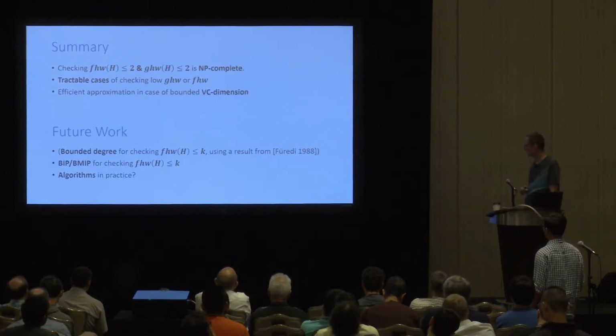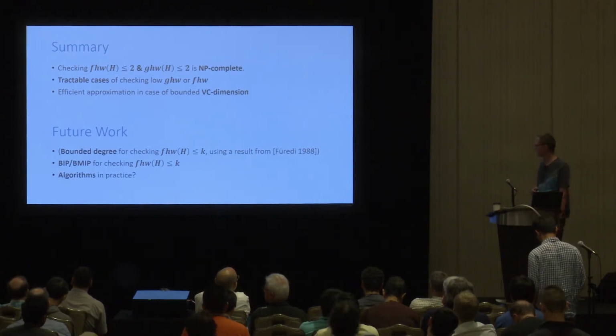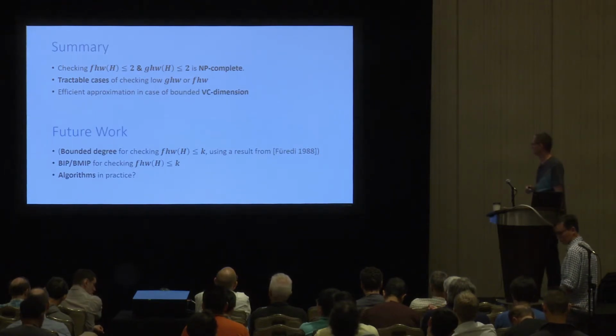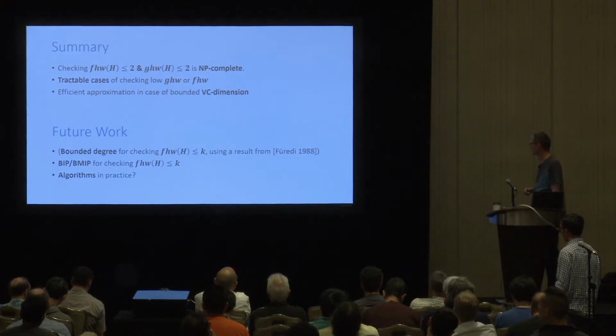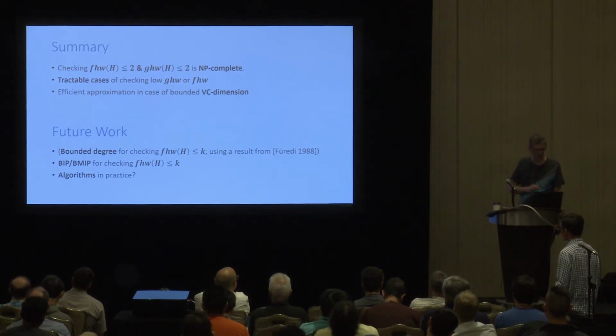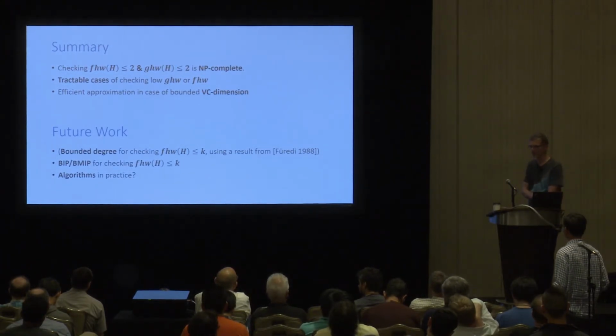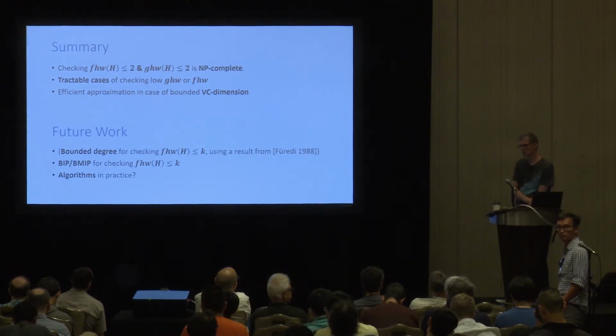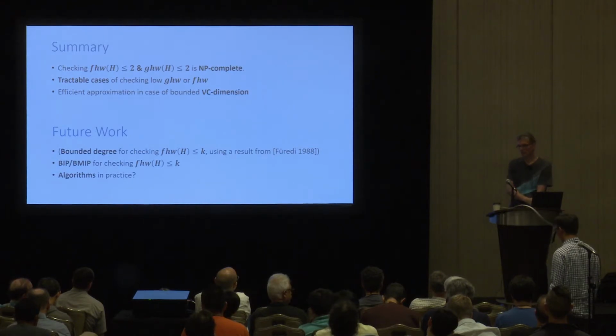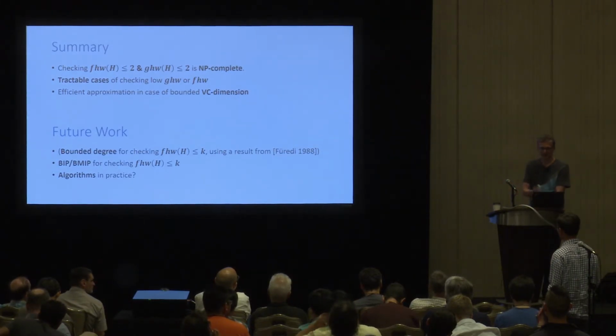So actually, with bounded degree, we have meanwhile managed to show that the check problem for fractional hypertree widths is tractable by using deep combinatorial results of Füredi. But for bounded intersection property, bounded multi-intersection property, this is still open. And of course, an important aspect is to implement these algorithms and to show if theoretical tractability and efficient algorithms in practice match.